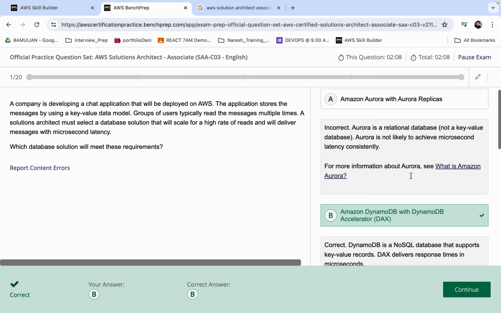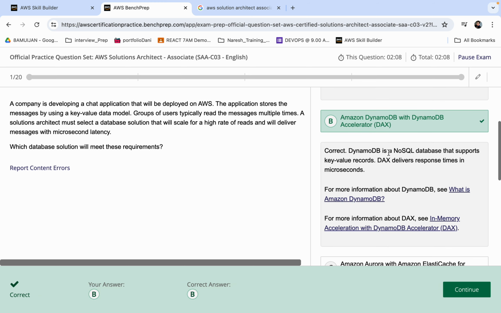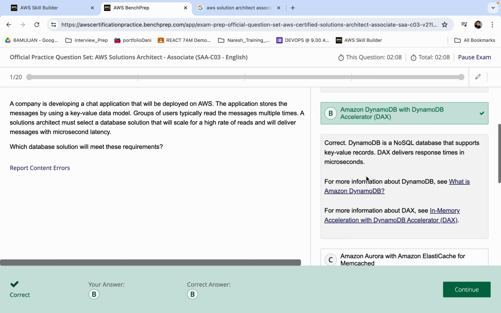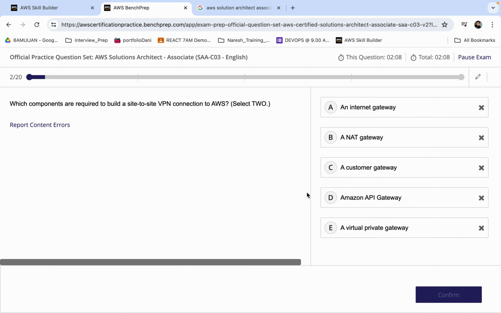Yeah, so they have even given the explanation. Basically what they are saying is DynamoDB is a NoSQL database that supports key-value records. We know this. And DAX delivers response times in microseconds. We know that it even delivers microseconds and milliseconds. So let's check our second question.